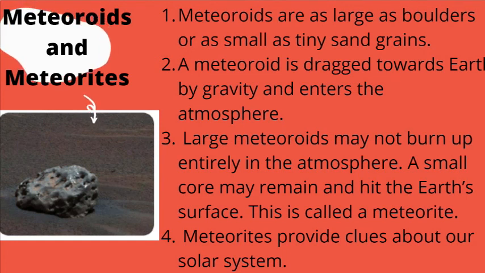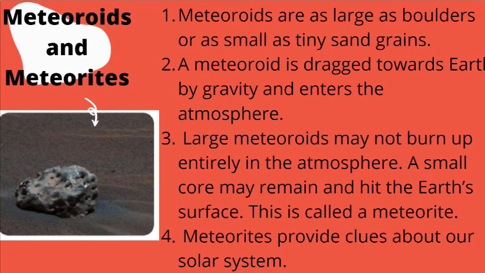A meteoroid is dragged towards Earth by gravity and enters the atmosphere. Friction with the atmosphere heats the object quickly, so it starts to vaporize. As it flies through the atmosphere, it leaves a trail of glowing gases. The object is now a meteor. Most meteors vaporize in the atmosphere. They never reach Earth's surface.